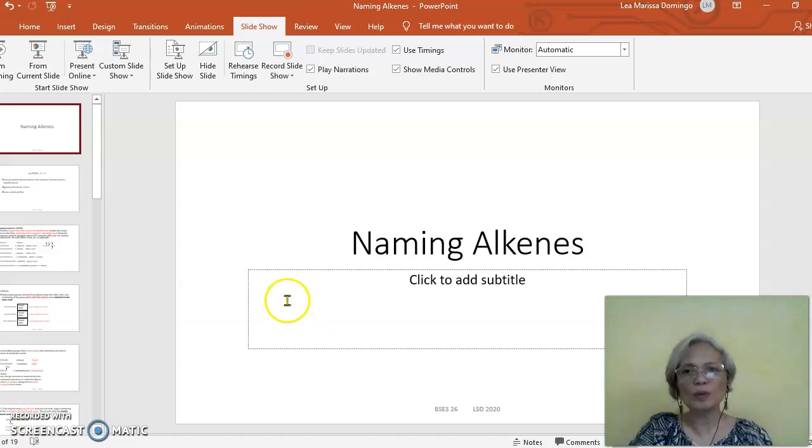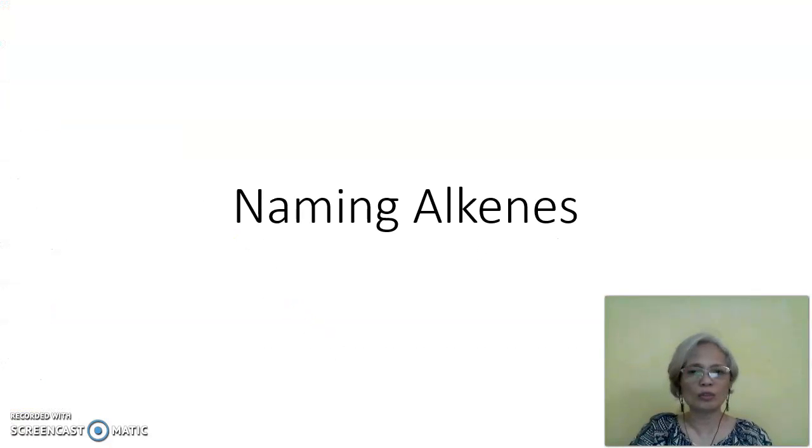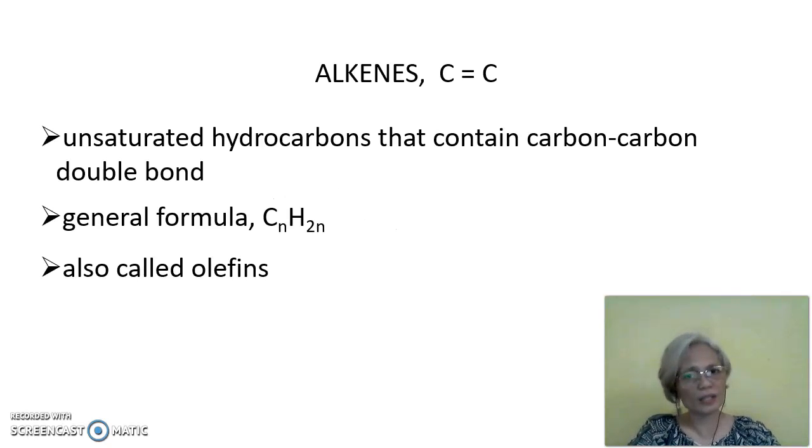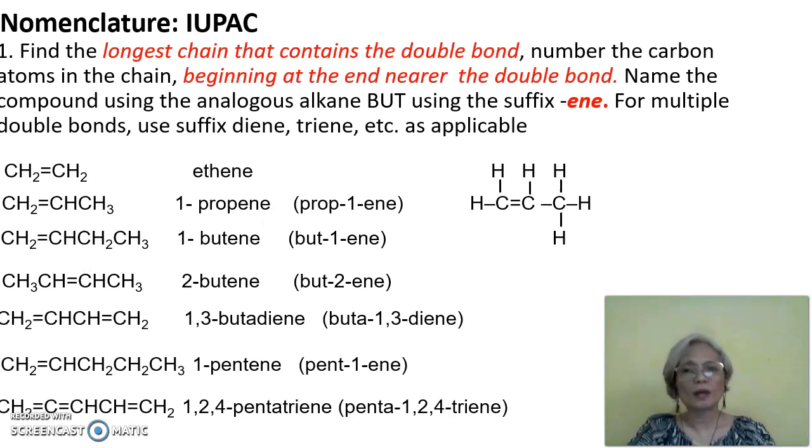So in this video, we will have a discussion on naming alkenes. I'd like to remind the viewers that you should have watched the video on naming alkanes because there are some concepts there which will be useful in our discussion. So, alkenes are unsaturated hydrocarbons that contain a carbon-carbon double bond. Okay? The general formula for alkenes is CnH2n. Alkenes are also called olefins because they are considered to be oil formers. Now, we will use the IUPAC in naming alkenes.